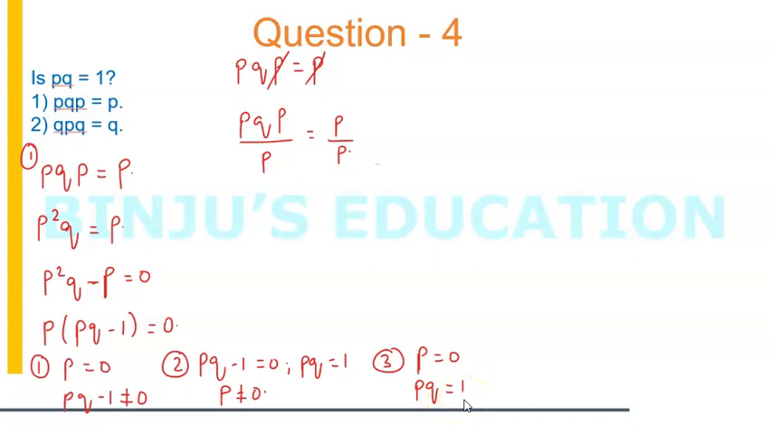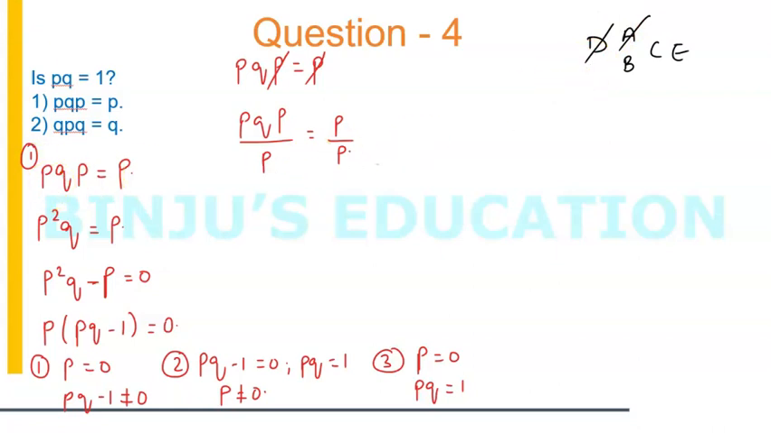So is PQ equal to 1? Is that for sure? No, that's not for sure, because from case number 1, PQ may not be equal to 1, and if P is 0, I'll still get PQP is equal to P. So is statement A, or statement 1 alone, sufficient? No, statement 1 alone is not sufficient. So A goes, which means D also goes up.